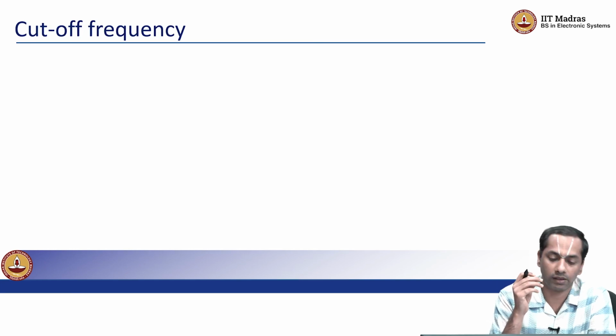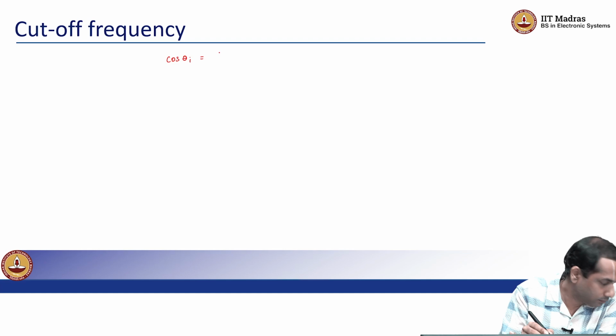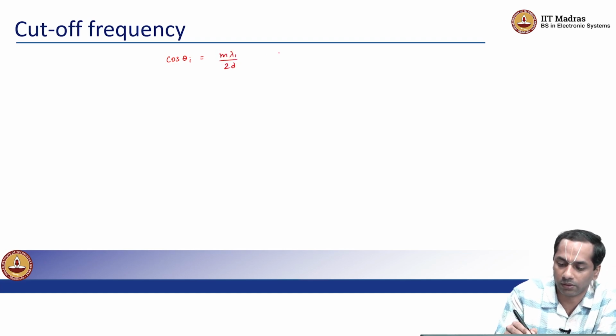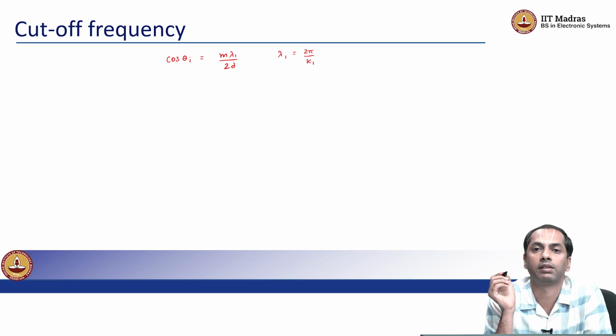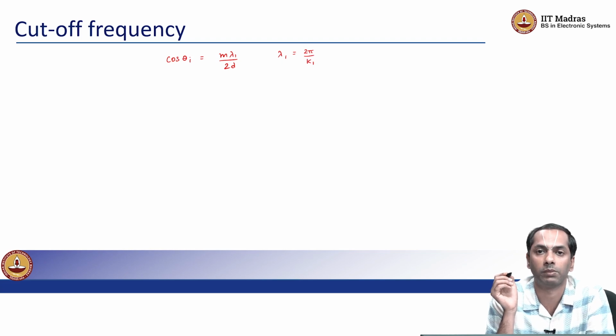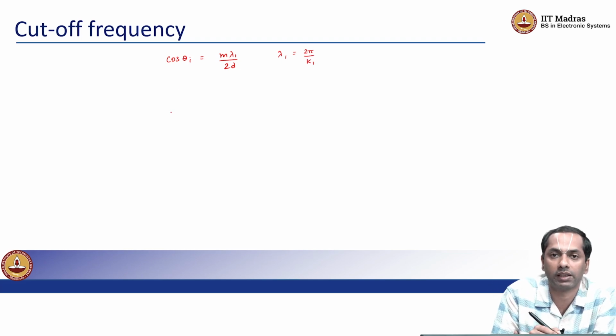So, remember that we had a constraint. So, cos theta I was m lambda by 2d, right. So, lambda 1 is 2 pi by k1, okay. This is the wavelength in the dielectric medium that fills the space between the parallel plate capacitor. And we said that cos theta I, the magnitude of it cannot go beyond 1, right.